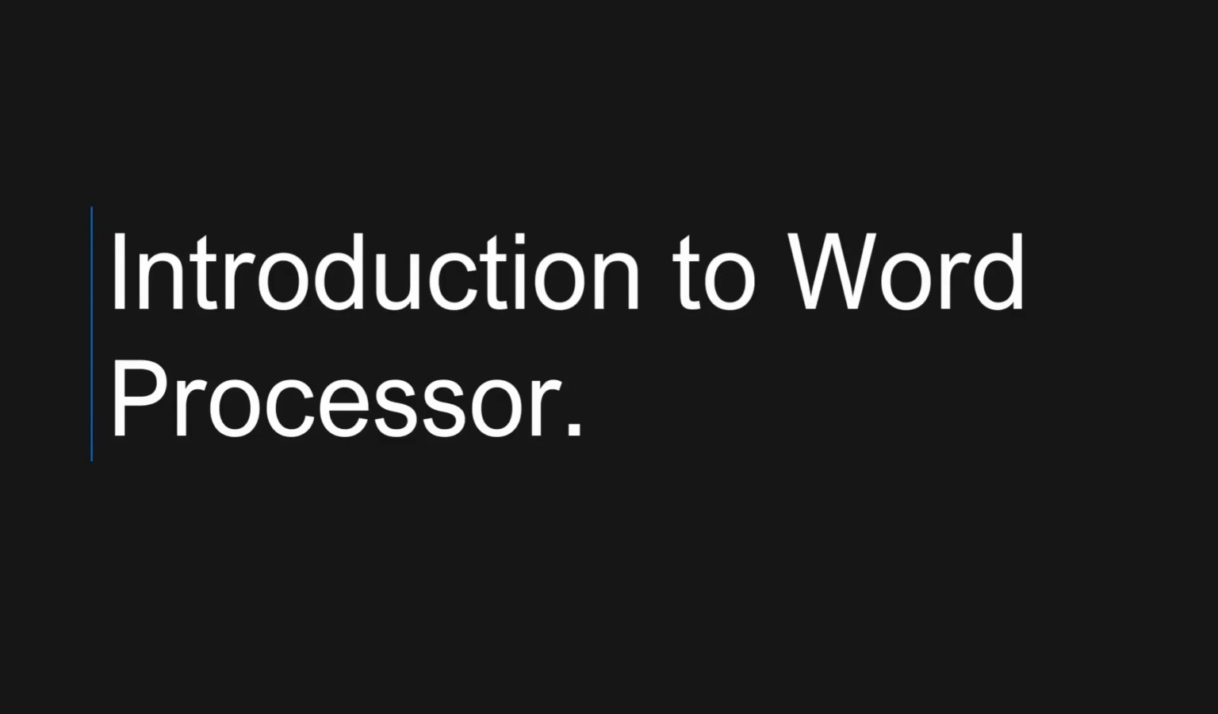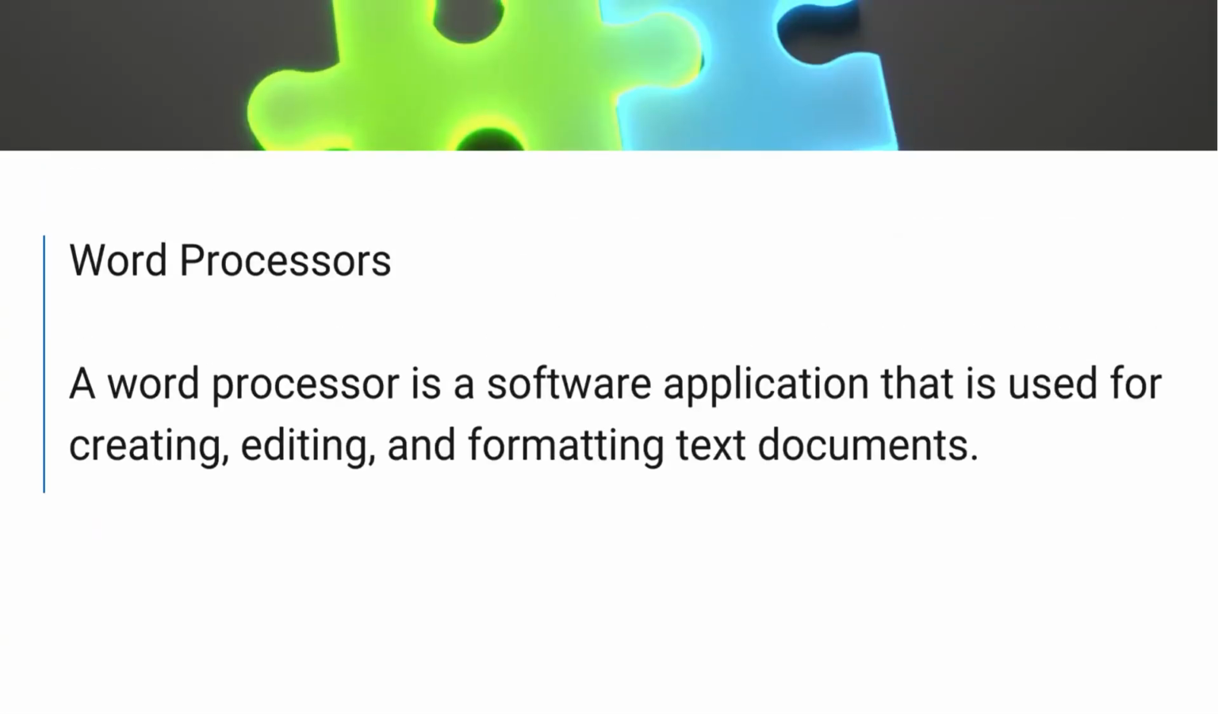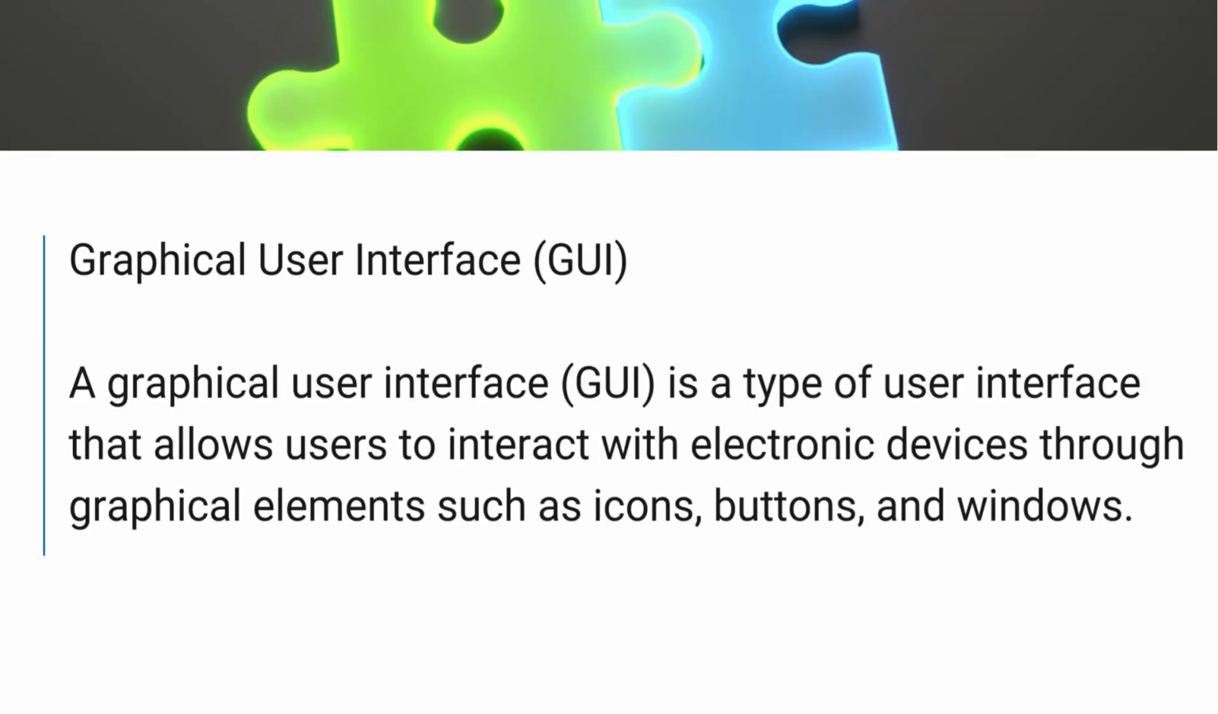Introduction to word processors. A word processor is a software application that is used for creating, editing, and formatting text documents. Graphical user interface. A graphical user interface is a type of user interface that allows you to interact with electronic devices through graphical elements such as icons, buttons, and windows.